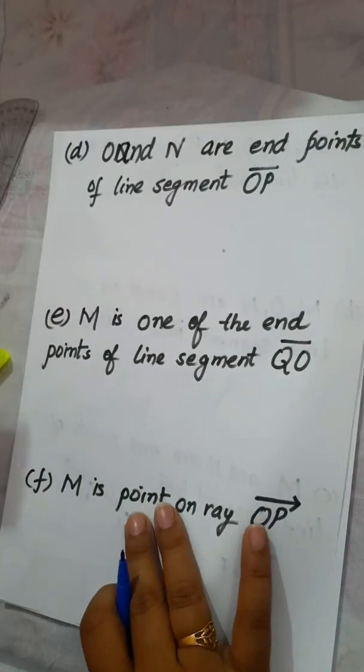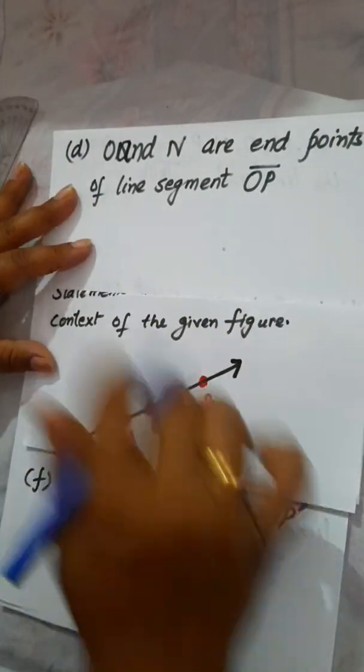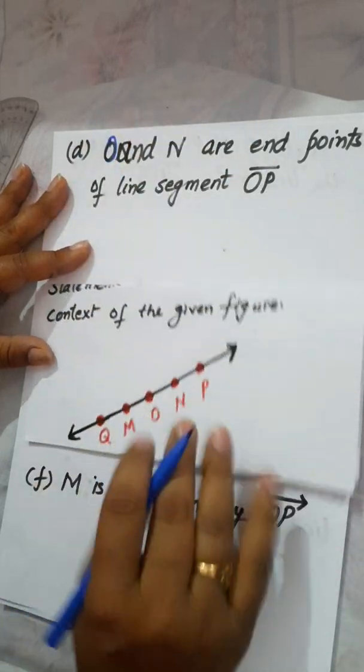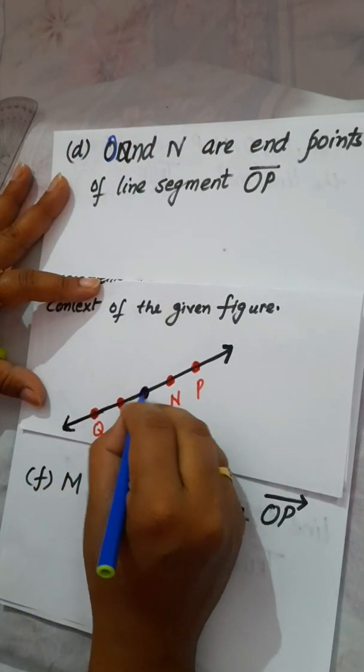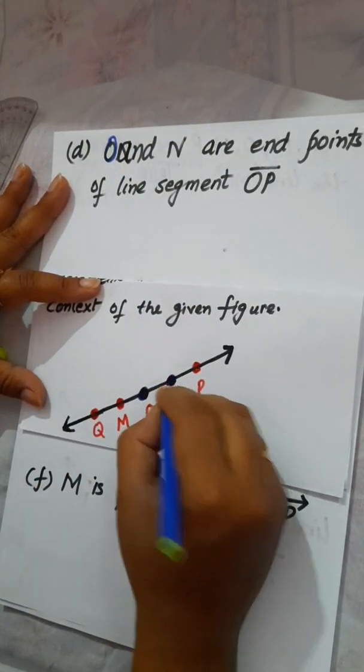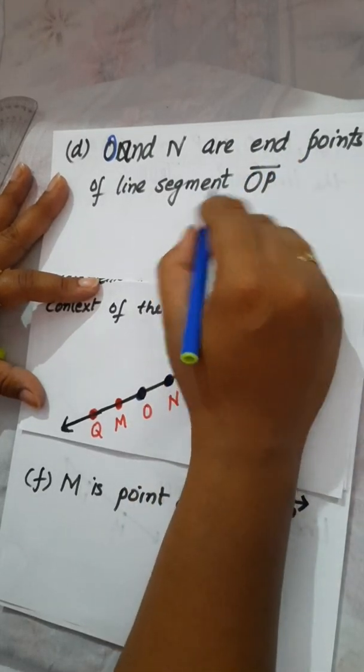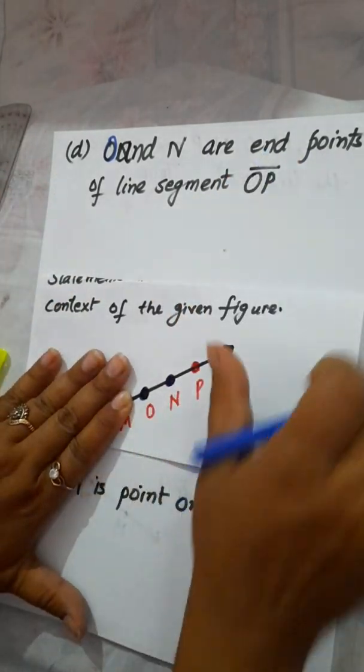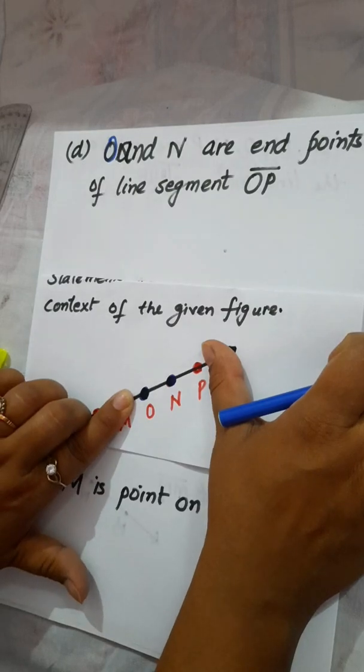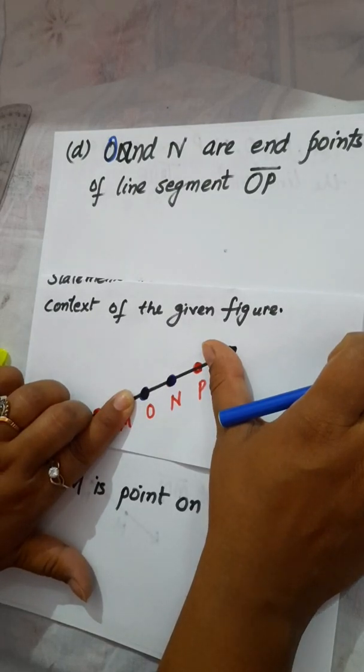Now we have D part. Here D part is O and N are endpoints of line segment OP. So this is the line segment OP, and the question is whether O and N are the endpoints.